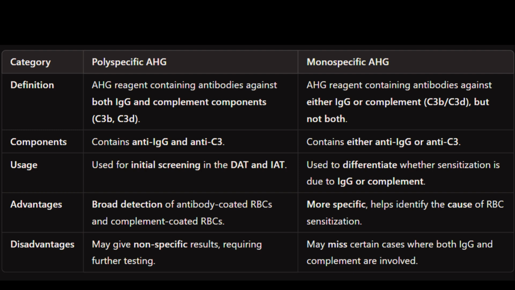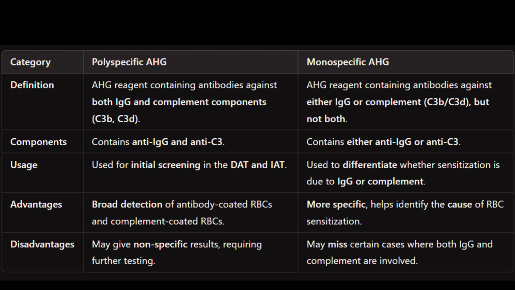It's an AHG reagent with antibodies against both your IgG and your C3b. But this one, it could be for your monospecific AHG, that this reagent contains only antibodies against either your IgG or your complement C3b or C3d, not both. If you wanted both, then that's your polyspecific. Hence the component: this one has both anti-IgG and anti-C3b or C3d. But this one could only have either anti-IgG or anti-C3.